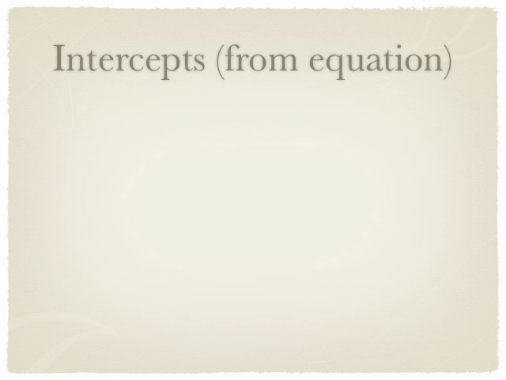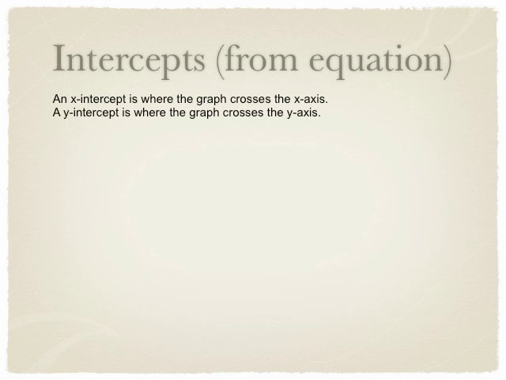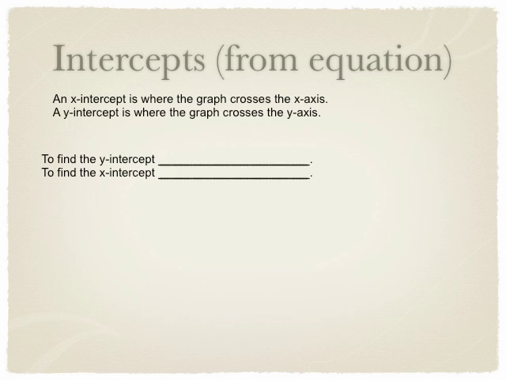Okay, now that you know how to find the intercepts if you're given the graph, I want you to find the intercepts if you're given the equation. The definition is exactly the same. An x-intercept is where the graph crosses the x-axis. A y-intercept is where the graph crosses the y-axis. Now think about what that really means and what we noticed on the graph. We know that the y-intercept, that's where x is 0. So we're going to let x equal 0 and solve for y.